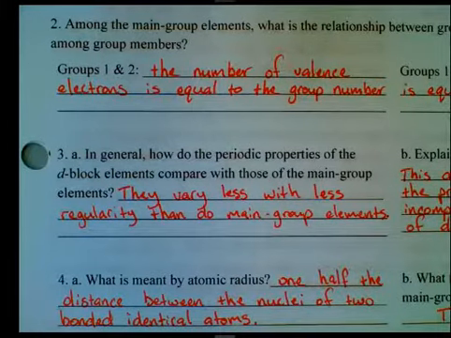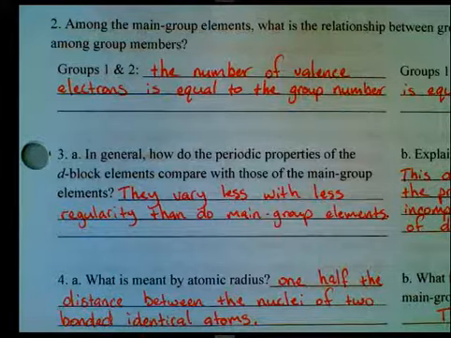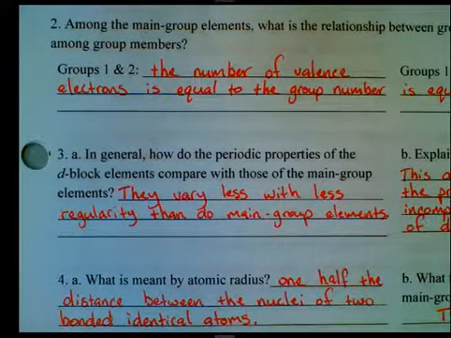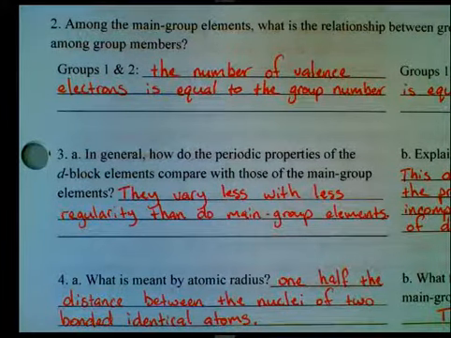Number 3, in general, how do periodic properties of the D block elements compare with those of the main group elements? One of your goals for this section is to compare main group element properties with D group element properties, and it is a little bit simple in idea, but not super intuitive. The reality is that they vary less. D block elements have a smaller amount of variation in their properties than do the main group elements.